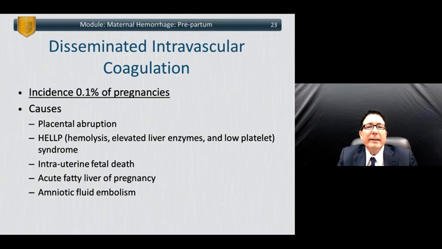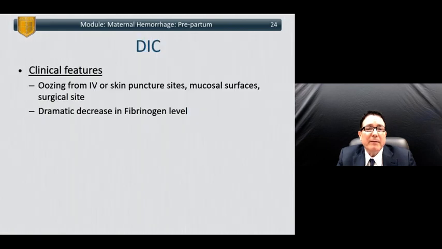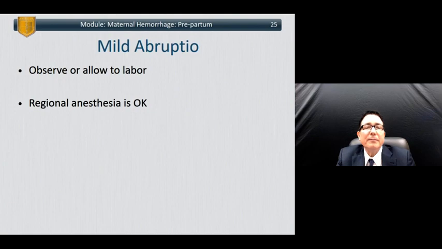Just a second on disseminated intravascular coagulation. The incidence is about 0.1% of pregnancies. As you see, these are the most frequent potential causes of disseminated intravascular coagulation, with placental abruption at the top of the list, but some of the others there include intrauterine fetal death and amniotic fluid embolism. Clinical features: oozing from IV or skin puncture sites and a dramatic decrease in fibrinogen level.